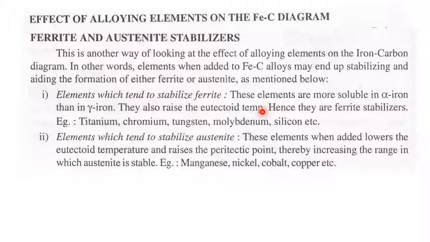So once we increase the eutectoid temperature, the region at which these elements appear, the area will increase. So once again we'll see all these things when we discuss the alloying elements in steel in the coming lectures. Okay, so thank you.